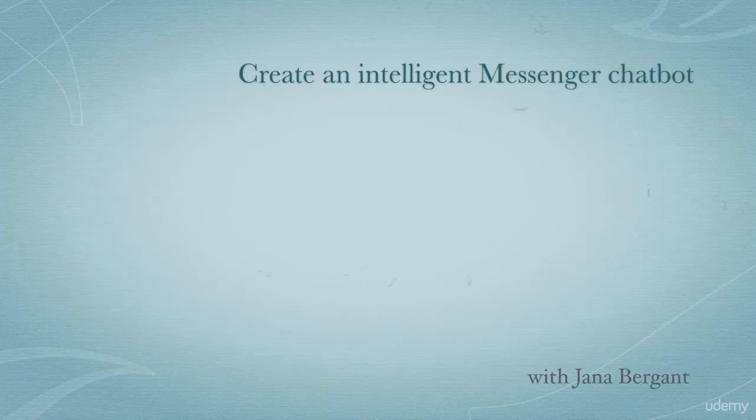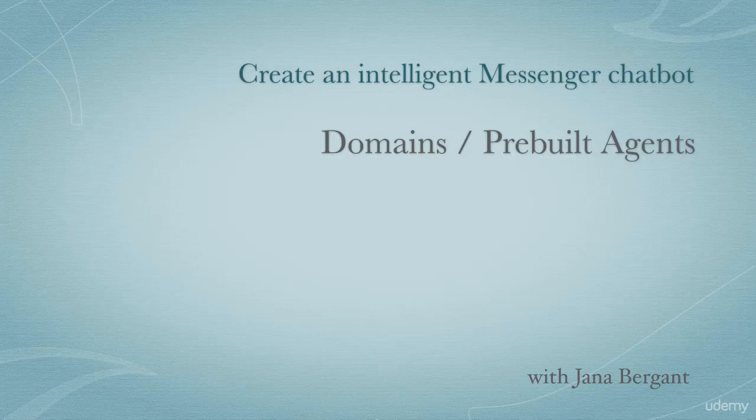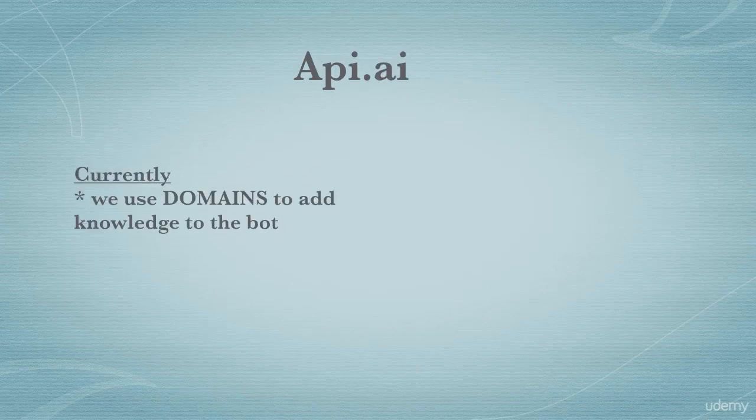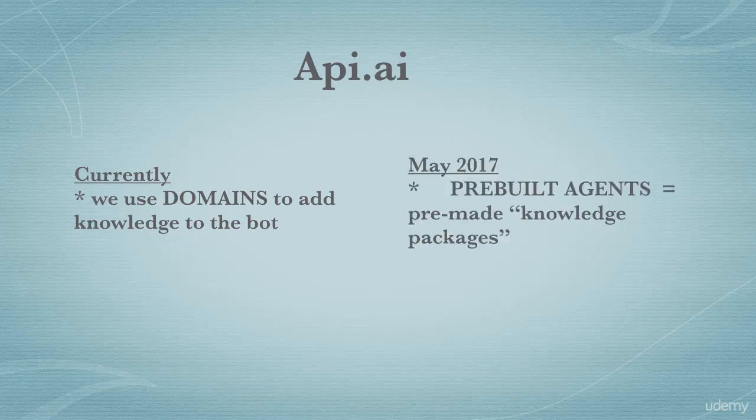Hi and welcome back. In this video, we'll take a look at the knowledge that is already available in the api.ai. So, at the time of recording this course, api.ai was using domains to add knowledge to the bot. In May 2017, api.ai is switching to Prebuilt agents. So, what are they? Well, Prebuilt agents are pre-made knowledge packages on api.ai. For example, instead of creating your own entities and intents for a navigation system, you can use the Navigation Agent, which is already made and fully functional.